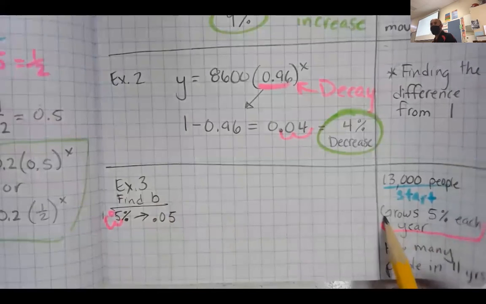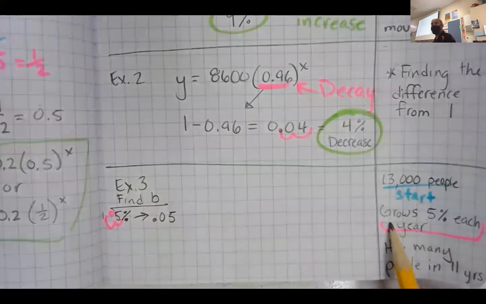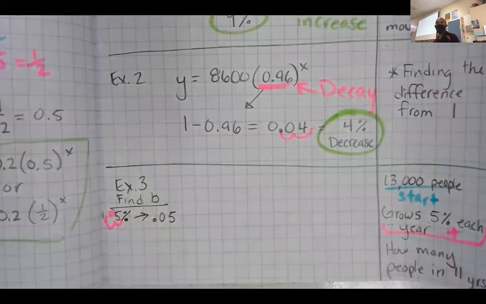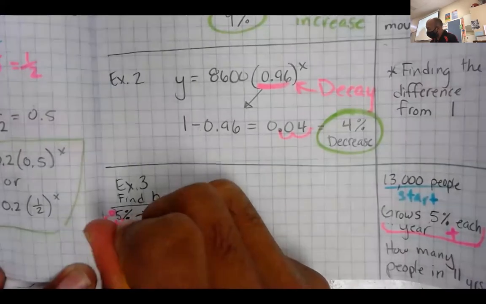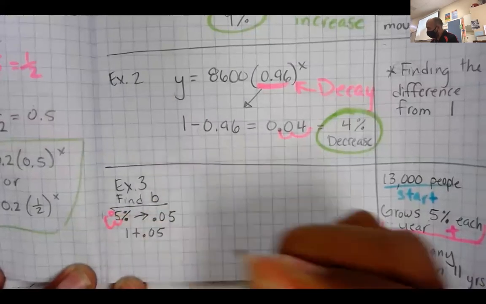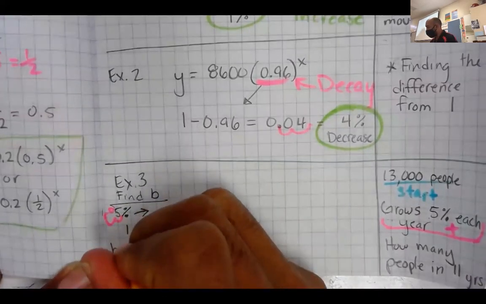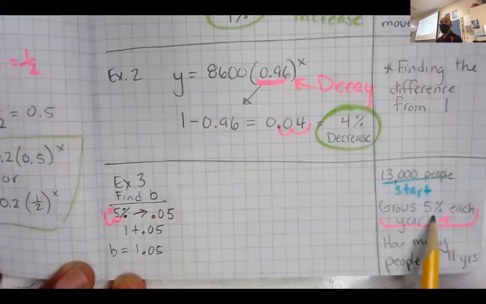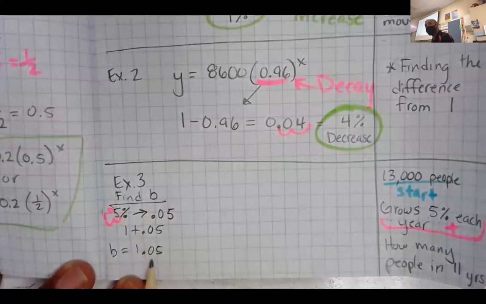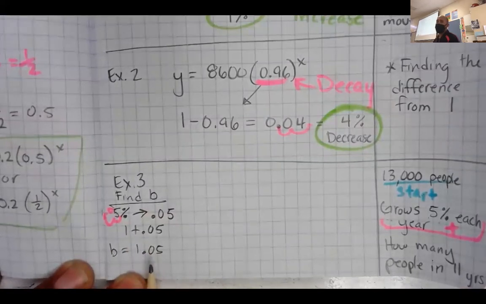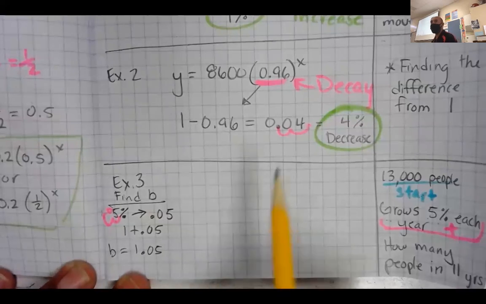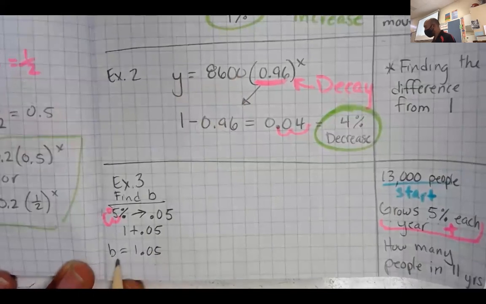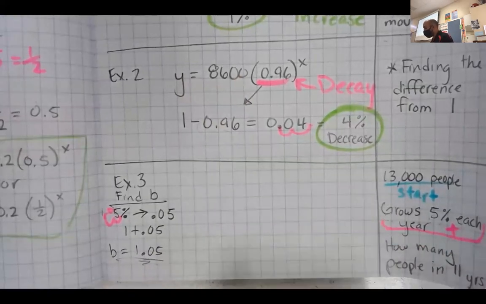Now remember, it said grows, right? Grows means plus. Grows means we're gonna add. We need to add. So we're gonna do 1 plus 0.05, and that will be our B. So basically, if you have a percent and it's growing, you add it to 1. And if you think about it, if it's decreasing then, like this one, then you would subtract it from 1, okay? So now we can make our equation.